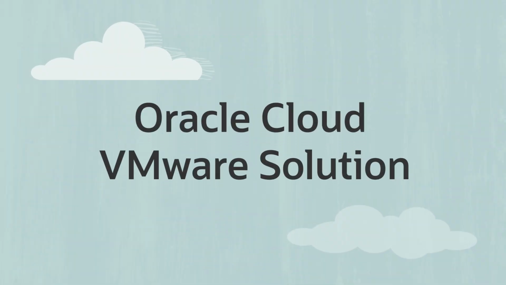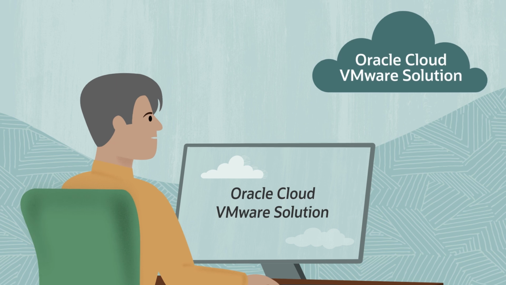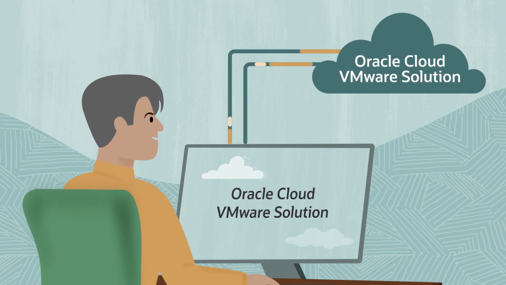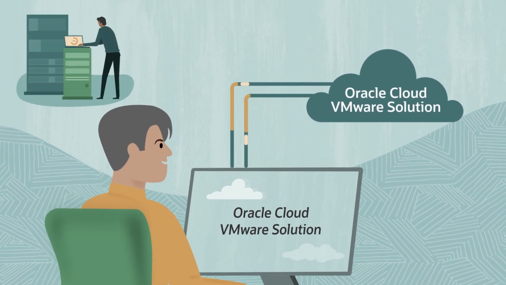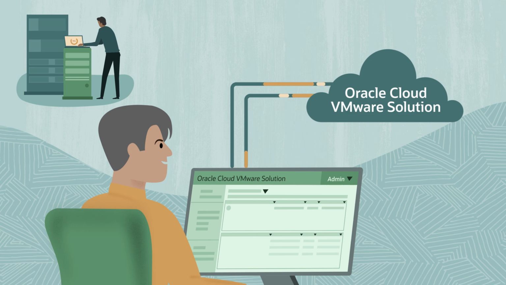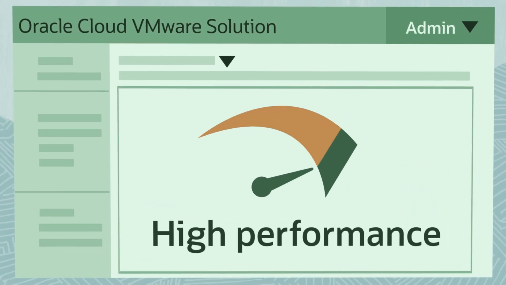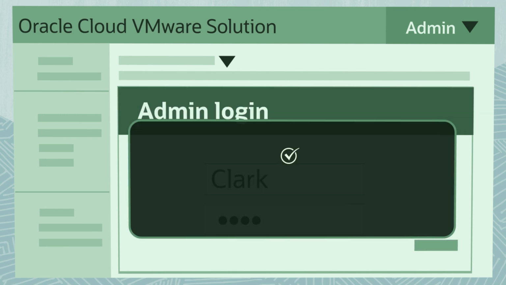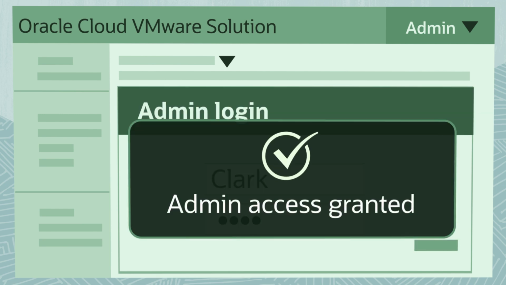Oracle Cloud VMware Solution is a VMware-certified, customizable cloud environment made for VMware software-defined data centers. It replaces part or all of your on-premises environment with a high-performance, high-scalability cloud solution that gives you the same full administrative access as you have in your on-premises environment.